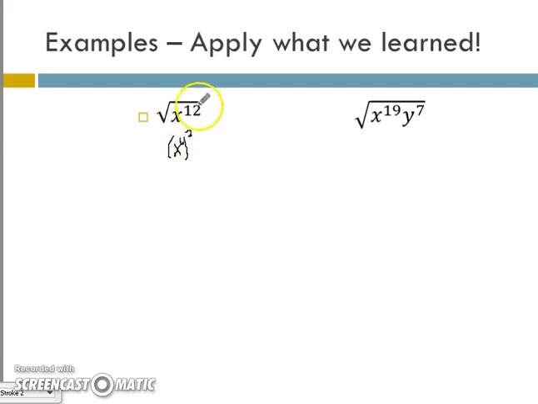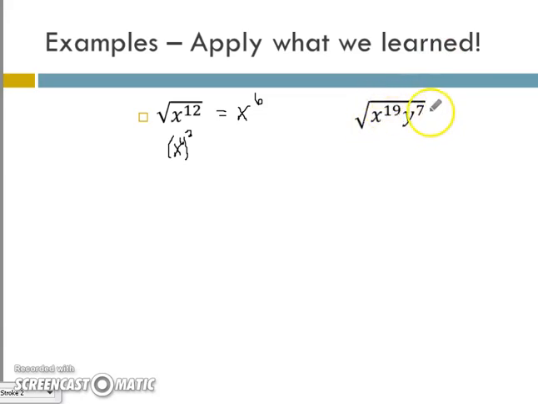So this one, you can also think of it as dividing that exponent in half, which would simplify to x to the 6th, because you multiply x to the 6th times x to the 6th, and that's how you get the perfect square x to the 12th.